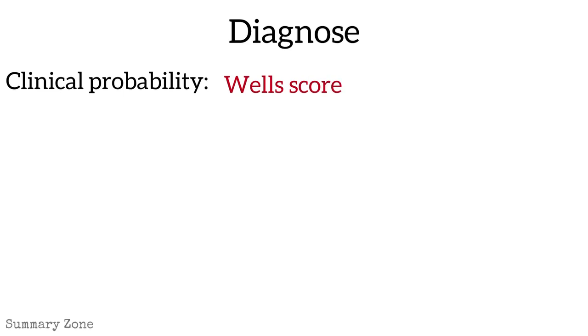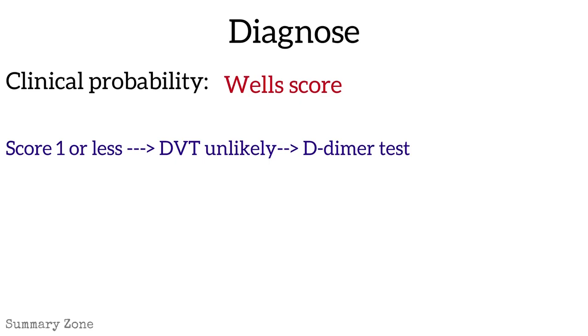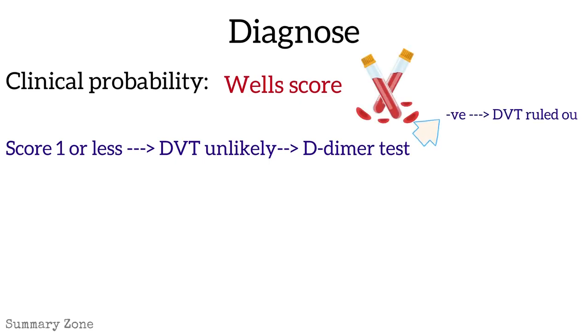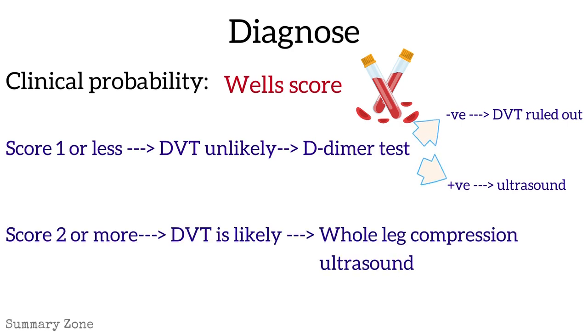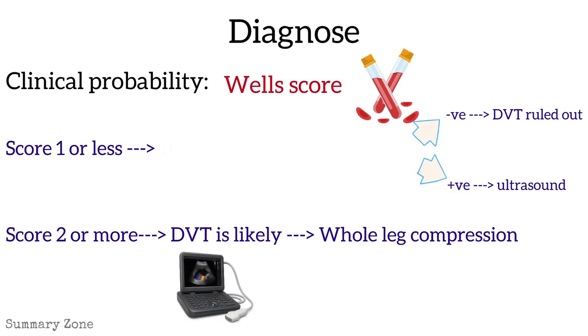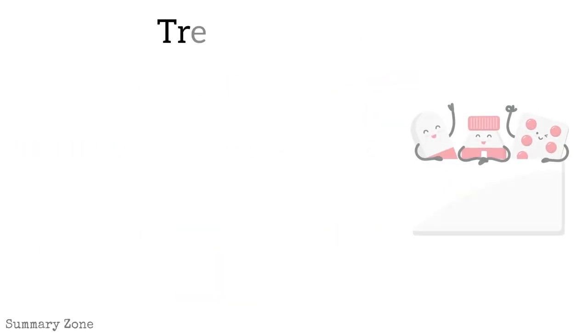Follow the score. If the Wells score is 1 or less, DVT unlikely, perform a D-dimer test. If the D-dimer is negative, DVT is ruled out. If it's positive, you must proceed to an ultrasound. If the Wells score is 2 or more, DVT likely, skip the D-dimer and go directly to a whole leg compression ultrasound.